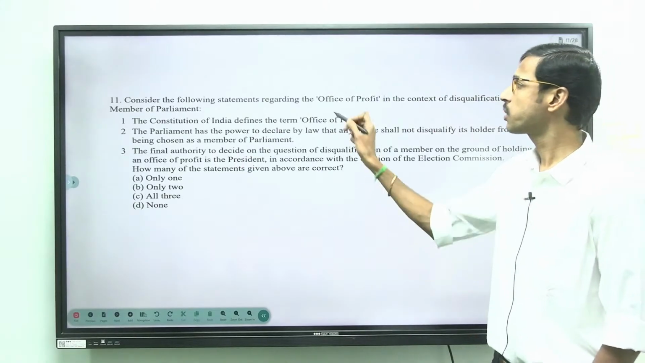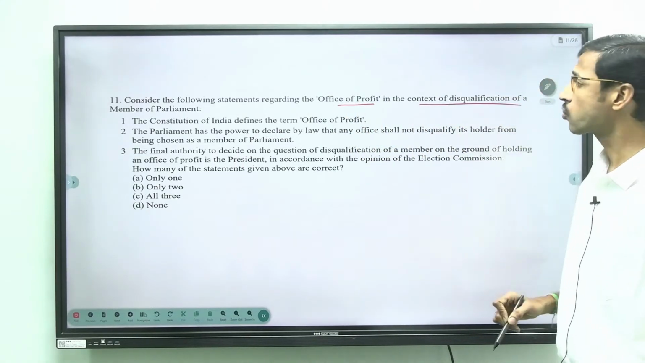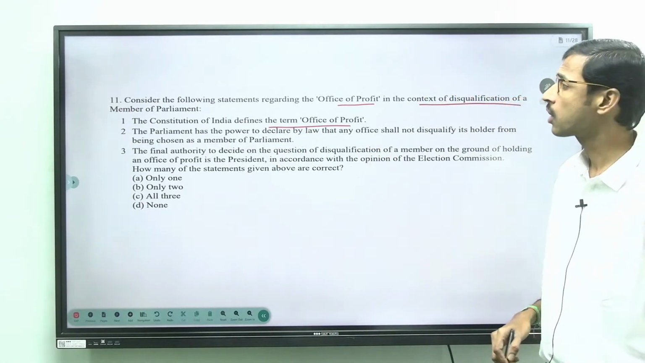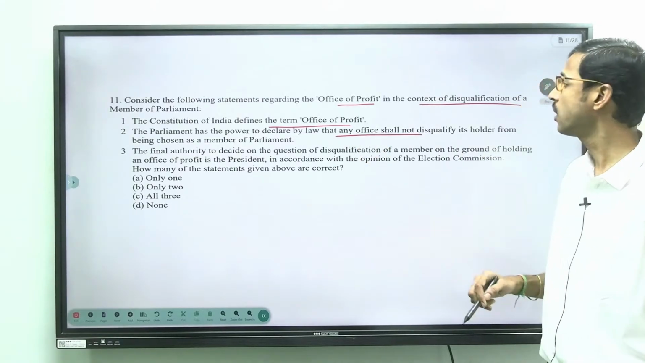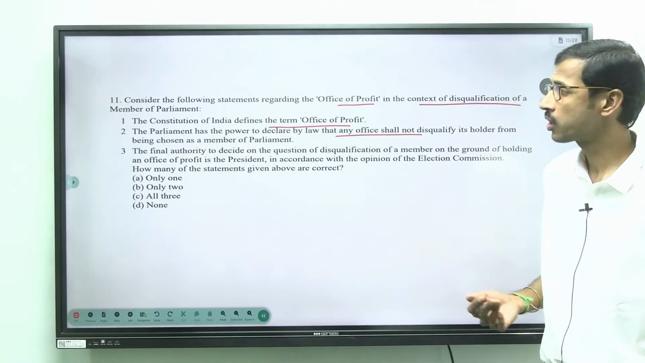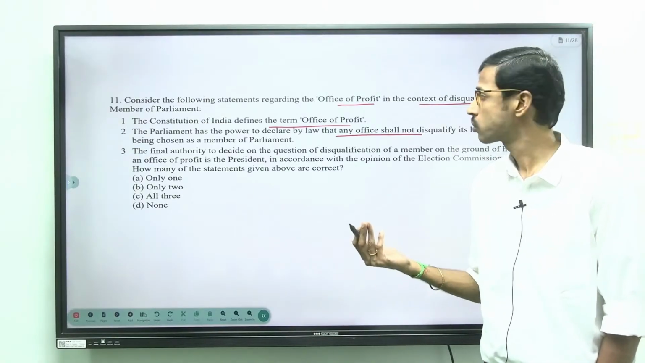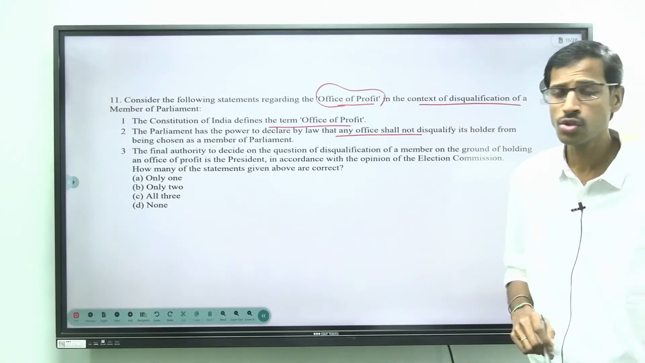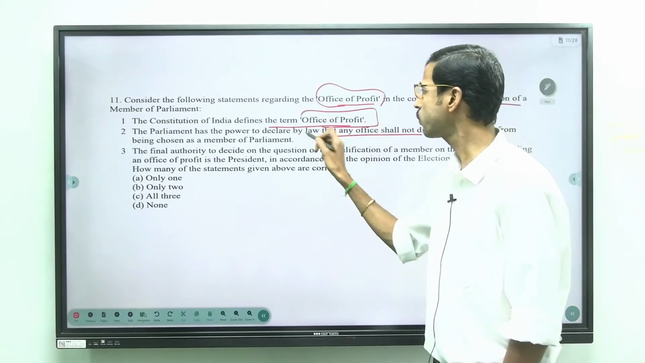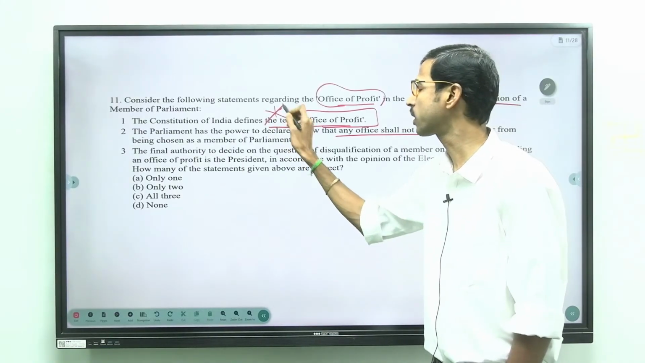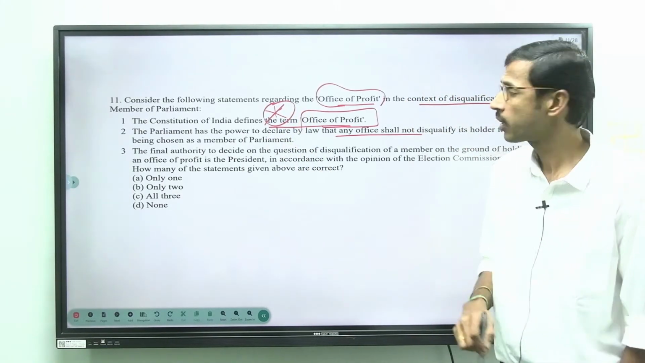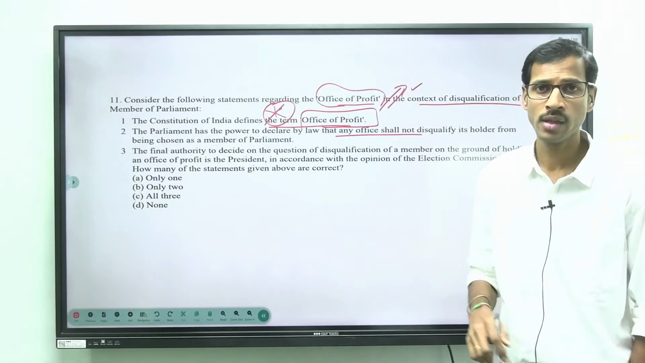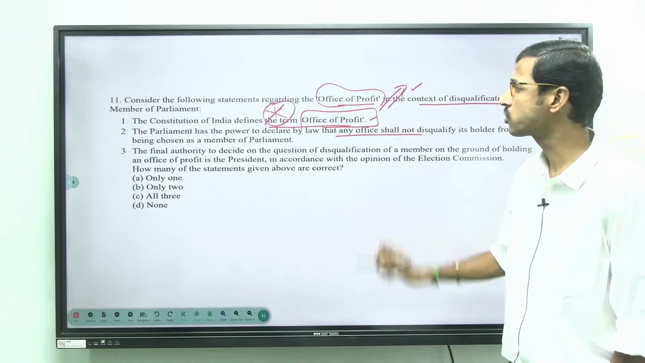So consider the following statements regarding the office of profit in the context of disqualification of a member of parliament. Here the Constitution of India defines the term office of profit. And also parliament has the power to declare by law that any office shall not disqualify its holder from being chosen as a member of the house, right? So here, is office of profit defined in the Constitution? No. This office of profit is not defined here, right? Completely not defined in the Constitution here, right? So this is just a convention. We just took it in the convention only, right? So office of profit is not mentioned in the Constitution.